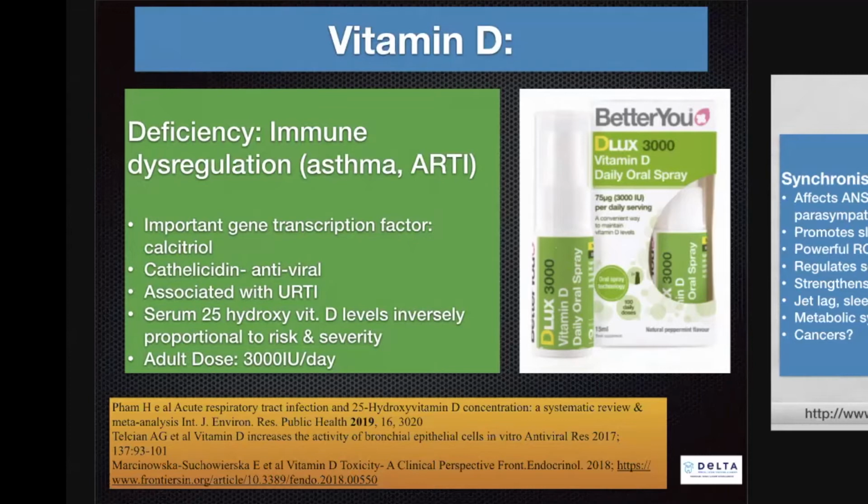taken up preferentially by, amongst other cells, the epithelial cells lining the respiratory tract, including the bronchoepithelial cells. It gets metabolized within the cell by 1-alpha hydroxylase into a substance called calcitriol. And calcitriol is a very important gene transcription factor, which stimulates the production of some antiviral material, cathelicidin, which is something which specifically kills viruses and respiratory viruses.